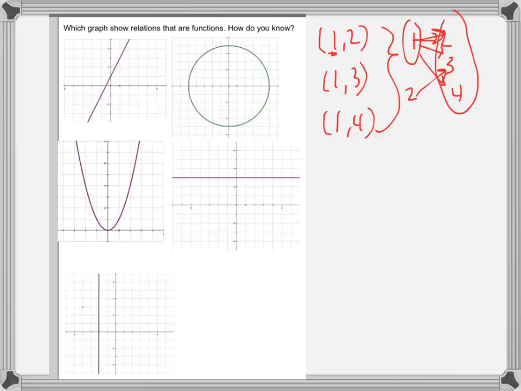But now the graphs of relations that are functions, right? These are all graphs of relations. There's 5 graphs here, and hopefully you can see this last one on the bottom here. The relations that are functions obey a particular rule, and it's called the vertical line rule or the vertical line test.